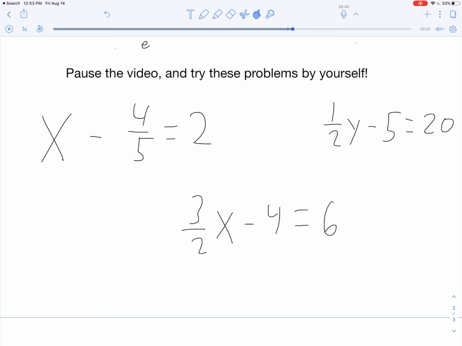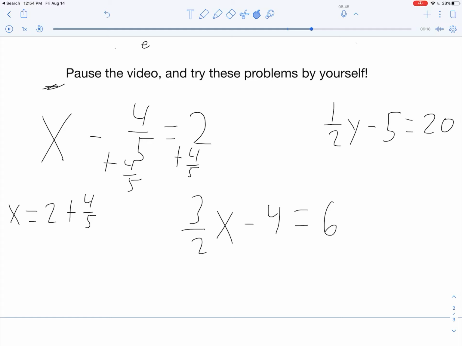So, our first question, we have x minus 4 fifths is equal to 2. So the first thing that we notice is that x is our variable, and we want to get negative 4 fifths, or minus 4 fifths, to the same side as 2, so x is alone. So, plus 4 fifths on both sides. X is equal to 2 plus 4 fifths.